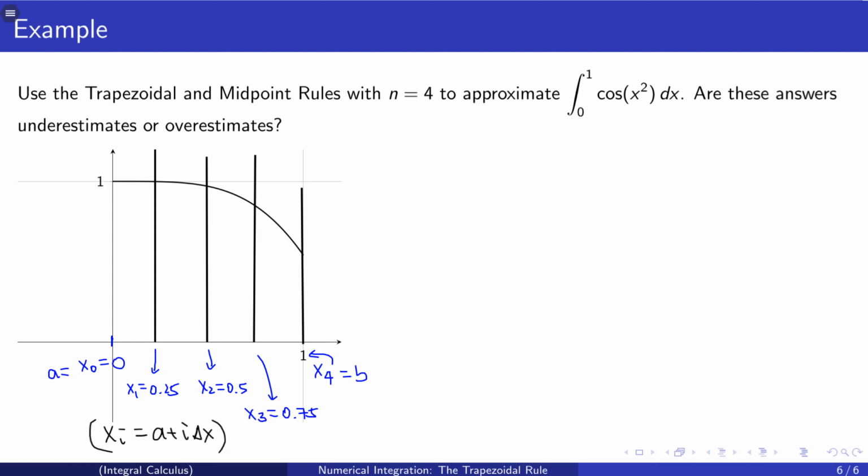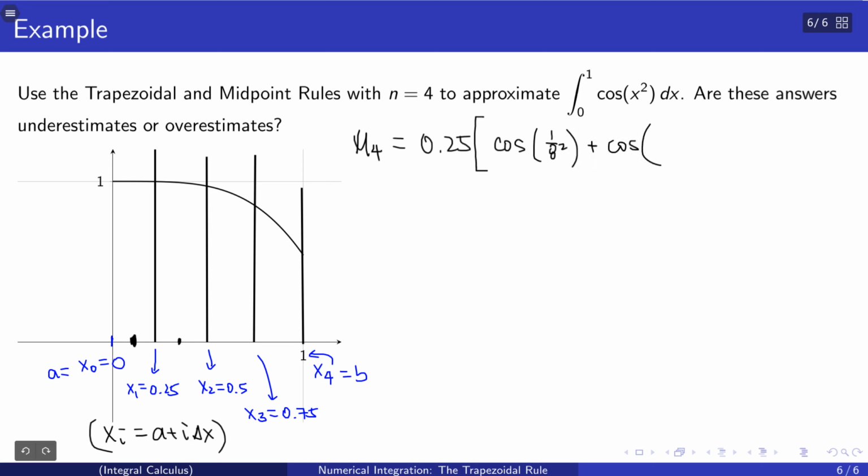Okay, so what does the midpoint rule tell us? Midpoint rule says it's delta x for the width of each rectangle. And you're just factoring that out of the expression. That's the sum of the rectangles' heights, which is given by the midpoints in each subinterval. So that's cosine of the midpoint here, which is 1 over 8. So I'm going to use fractions just to make it easier. 1 over 8 squared.